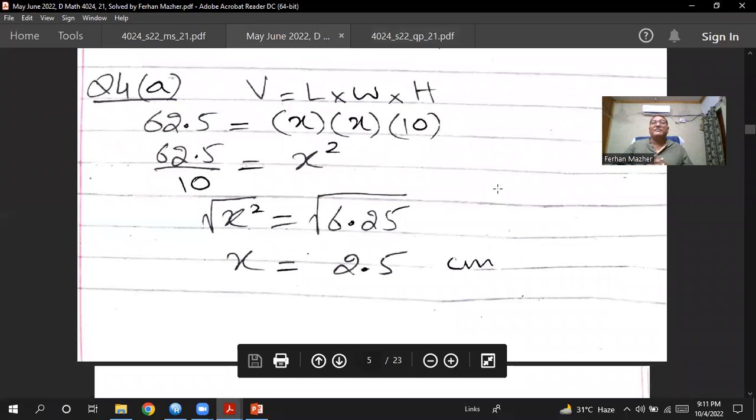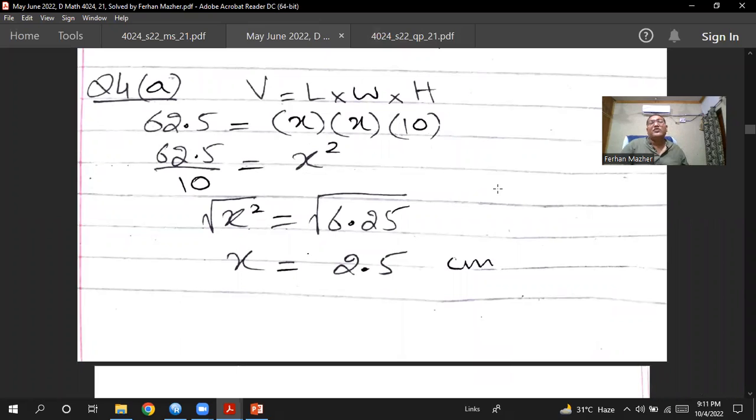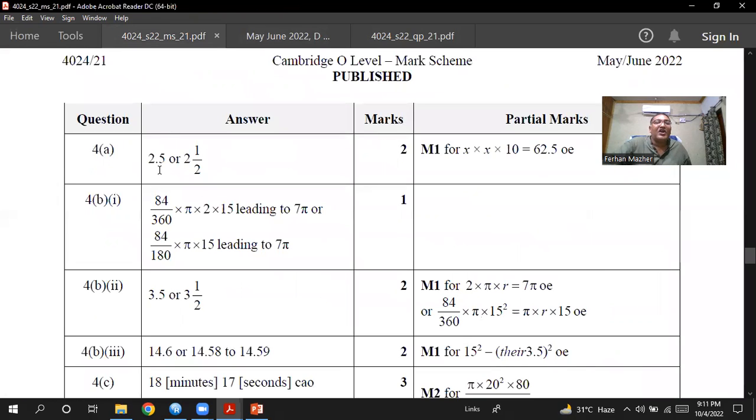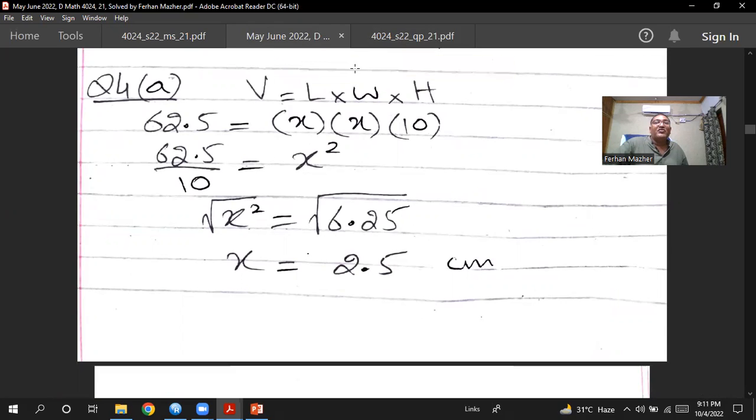Okay, the volume is length multiply width multiply height. So 62.5 equals x squared multiply 10. So 62.5 divided by 10 equals x squared. So x squared will be equal to 6.25. Take the square root on both sides. So you will have x equals 2.5 centimeters. So the value of x is 2.5 centimeters. So our answer is right.